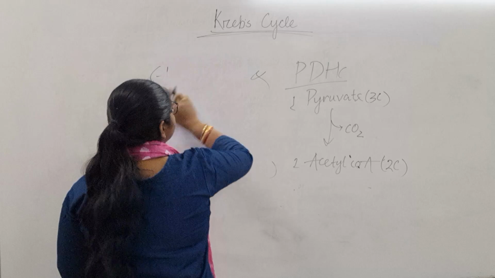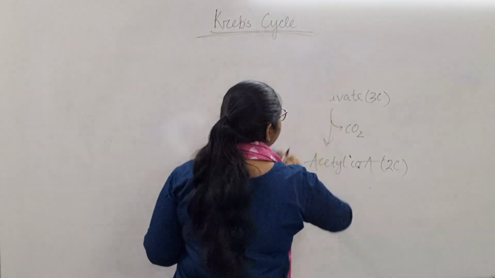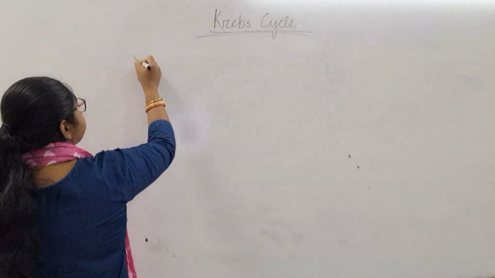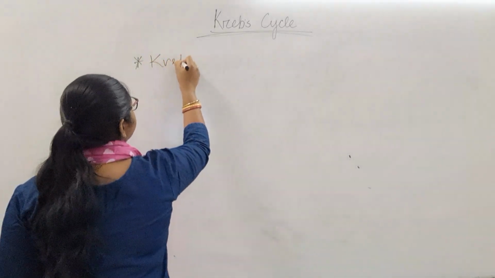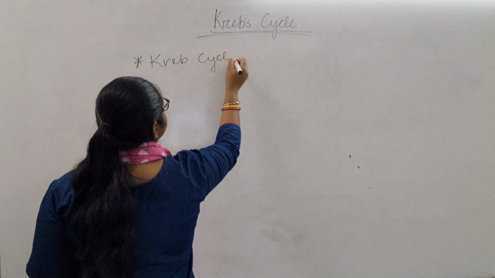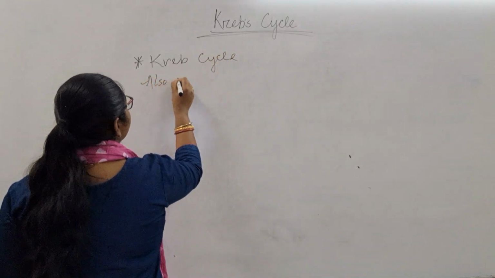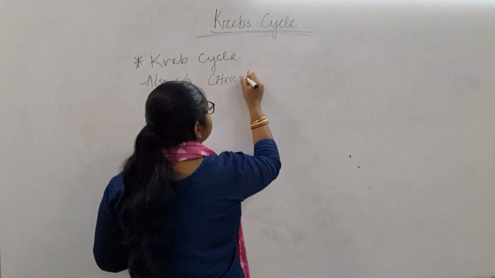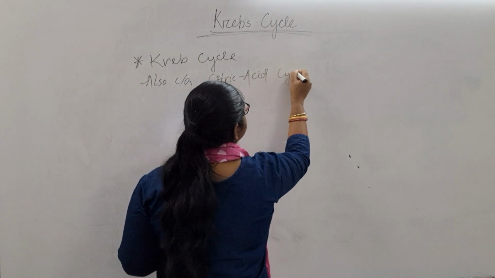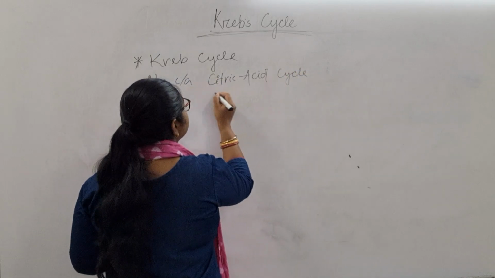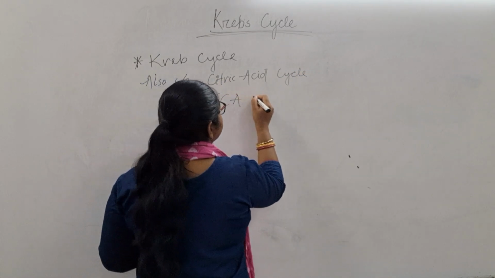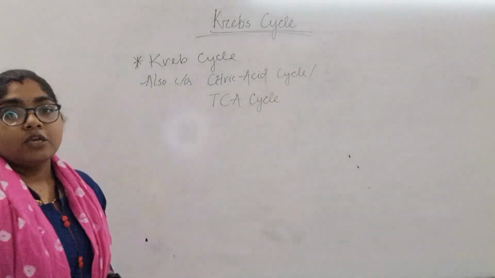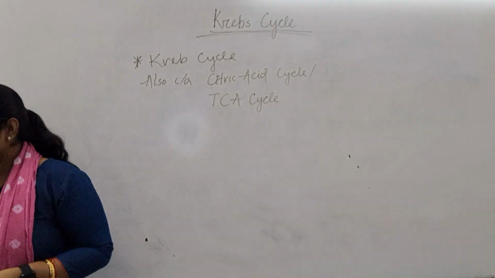Krebs cycle is also known as the citric acid cycle or TCA cycle, the tricarboxylic acid cycle. Okay. So first, why is it called the Krebs cycle?